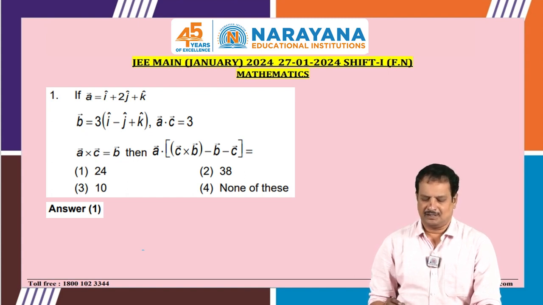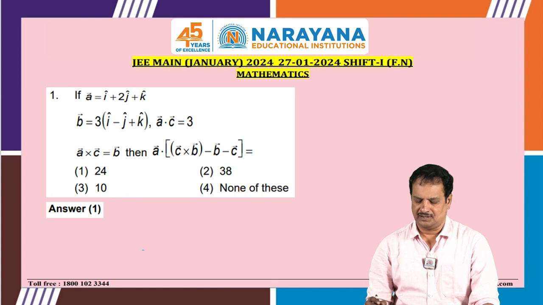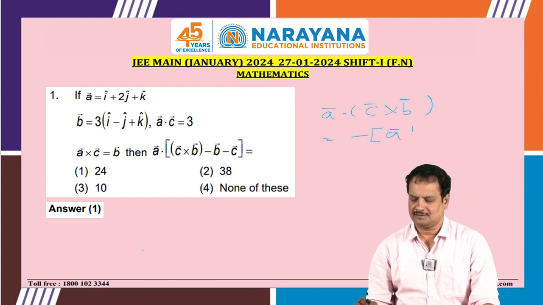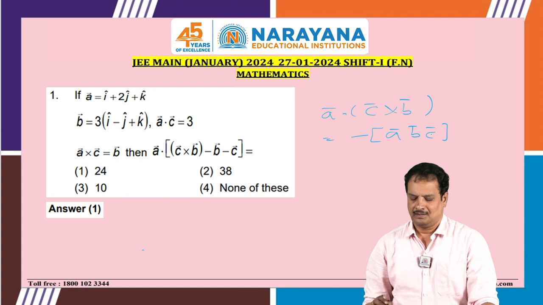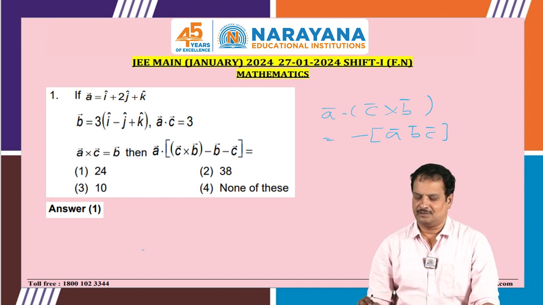Here A bar, B bar and A bar dot C bar were given, and even A bar cross C bar. In this case the requirement is A bar dot C bar cross B bar minus C bar. So first, A bar dot C bar cross B bar can be written as minus of box A bar B bar C bar, because when you interchange the vectors B bar and C bar you will get a minus, and after that this is A bar dot B bar cross C bar. How do you find this one?